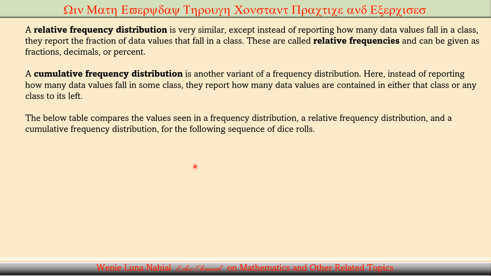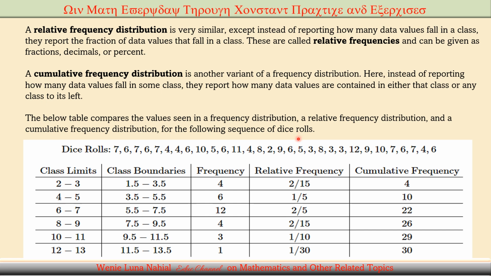The table below compares the values seen in the frequency distribution, a relative frequency distribution, and a cumulative frequency distribution for the following sequence of dice rolls. So we have here the class limits, class boundaries, frequencies, relative frequency, cumulative frequency. Let's focus on the relative frequency and cumulative frequency. For the relative frequency, for example, in the class limit 2 to 3, we have a frequency of 4, but the relative frequency is 2 over 15.